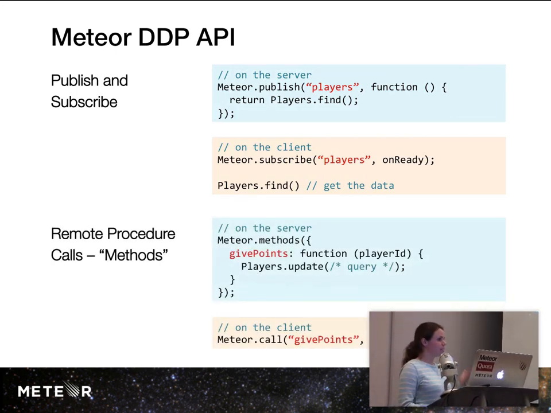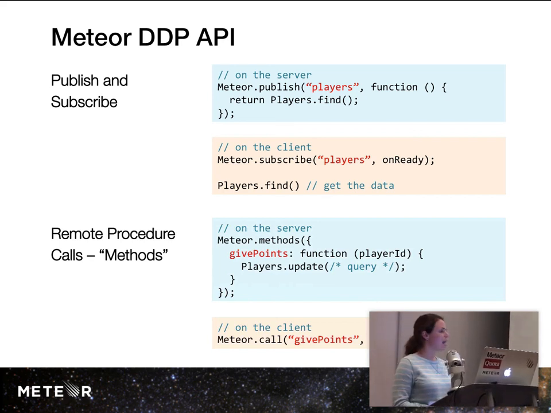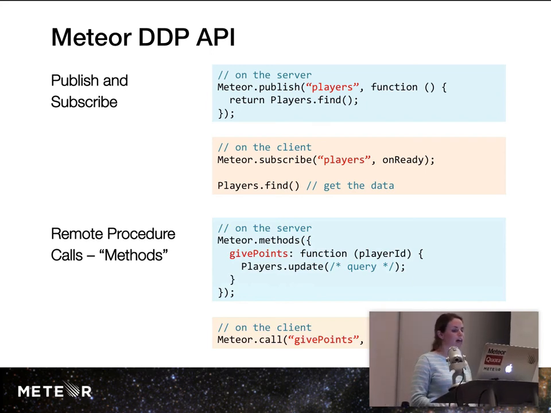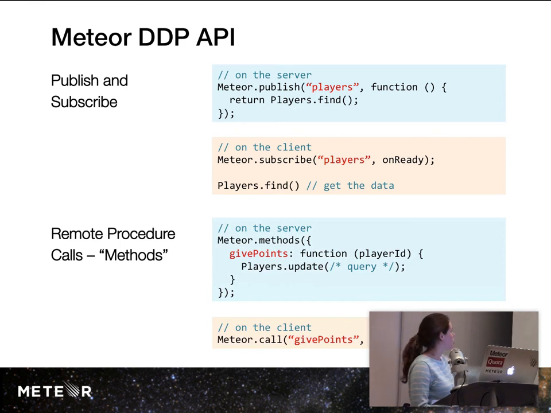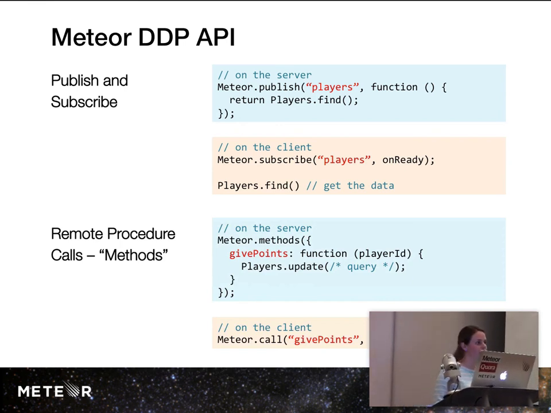For RPC, there's a similarly simple API. You can define a method that takes some arguments and does some database writes, maybe calls out to a third-party service, does anything you want. It can return values, and the client can call it just by using this Meteor.call function.